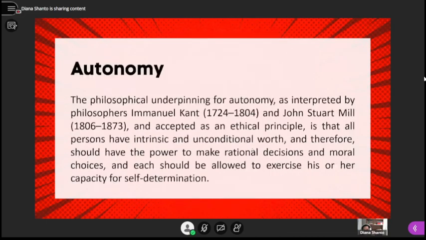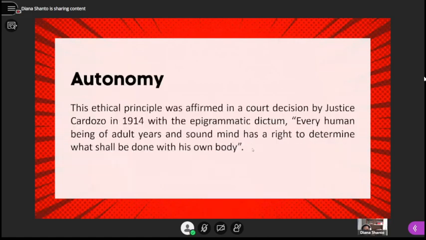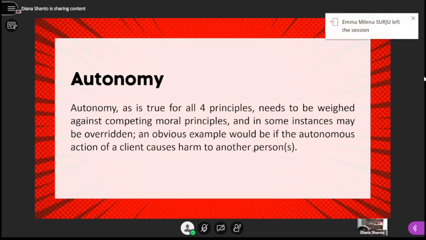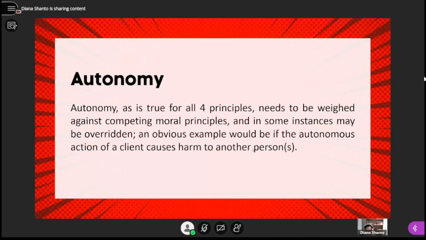Okay, autonomy, it's about, that one I'll skip. It's about independence, the freedom of the client. The client has the right to choose. That's why it's important to give them a consent form. Like, do they consent to have sessions with you?